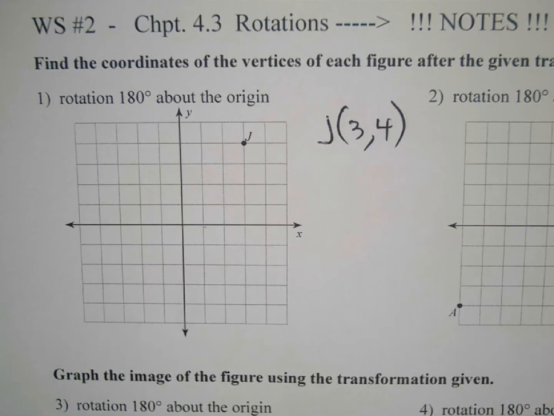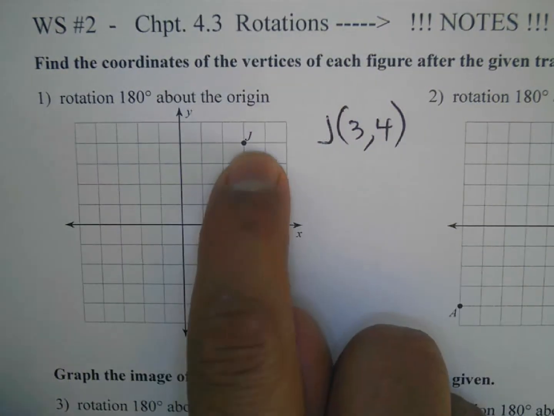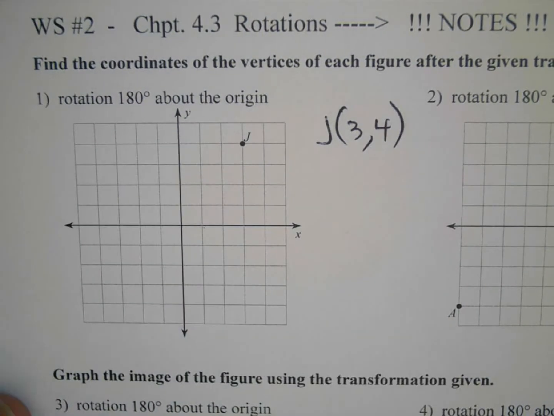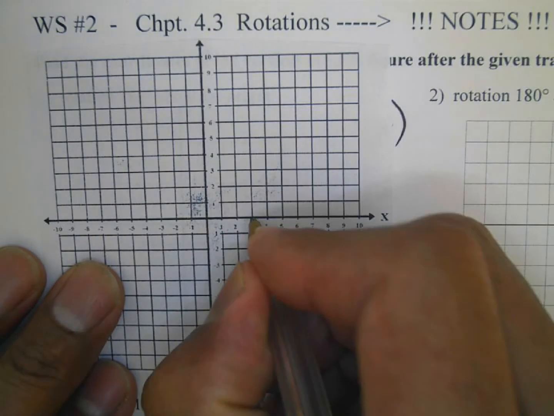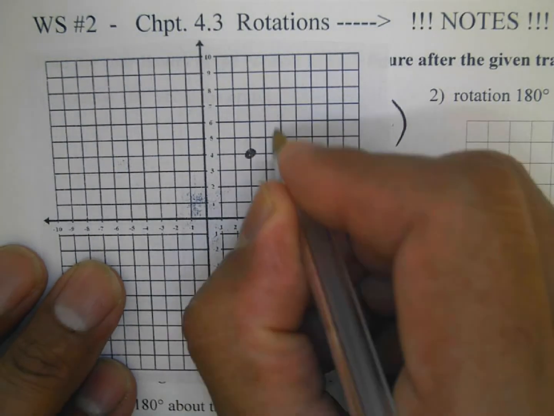Okay, so here we go. We have this point J and we're going to rotate it 180 degrees. If you want to use separate papers, you can do that. You can go 1, 2, 3, and 4 and put it there, right?